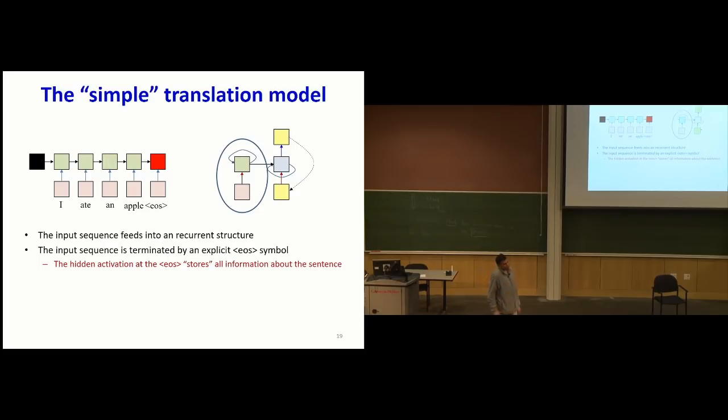So it has two components. The first is this one, which takes in the input sequence. The input sequence feeds into this recurrence structure, and the input sequence is terminated by an explicit EOS symbol, which you would insert once you're done. So "7 years ago", and you're going to stick in the EOS symbol to indicate the sentence is terminated.